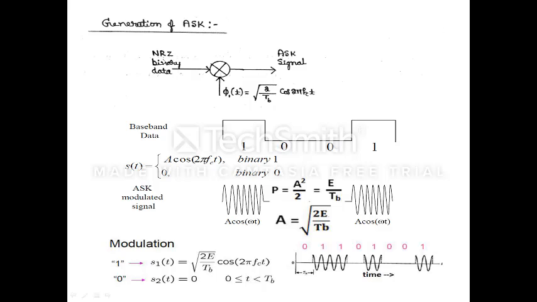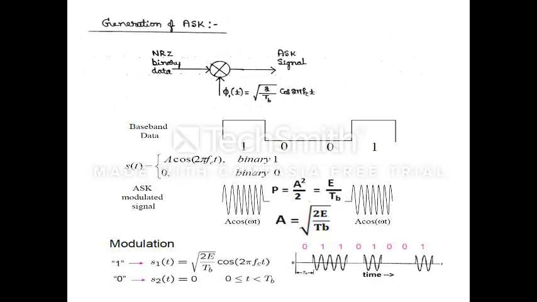When you multiply this non-return to zero binary data stream with phi 1 of t, which corresponds to the carrier signal, the resultant output is the ASK signal. So we have to understand how we can write this Ac in terms of square root of 2 divided by Tb. Let me consider the power of the signal corresponding to the Ac signal.